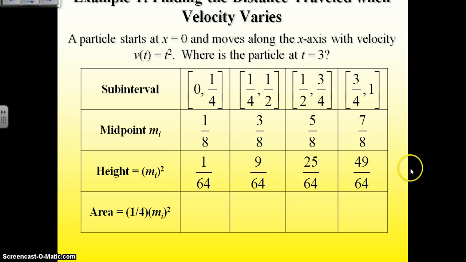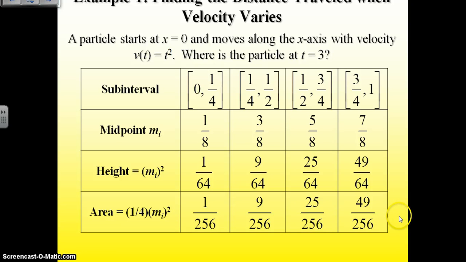Now remember that the width of each rectangle, or the base, if you will, is 1/4. So if area equals base times height, the base would be 1/4. The height would be what we have here. So multiply each of these numbers by 1/4, and we have there, there, there, and there. So from 0 to 1, starting at 0, going to 1, I had 4 rectangles. Here is the area of each rectangle.